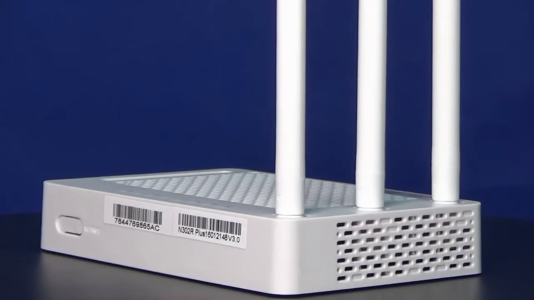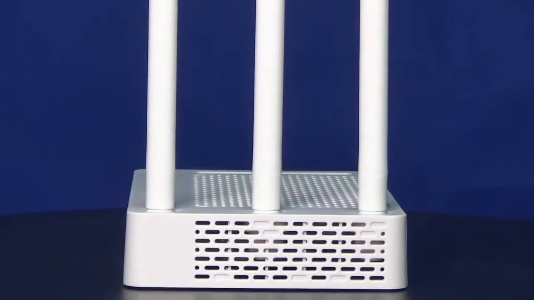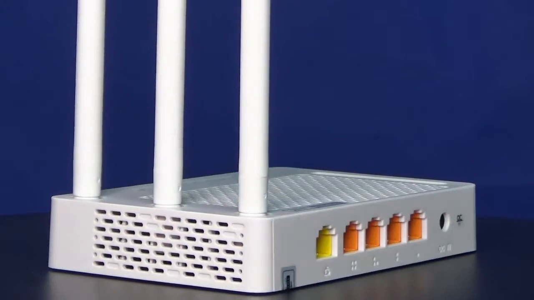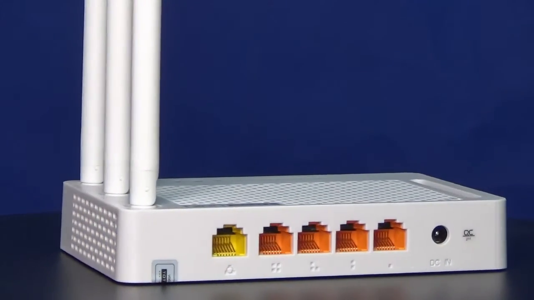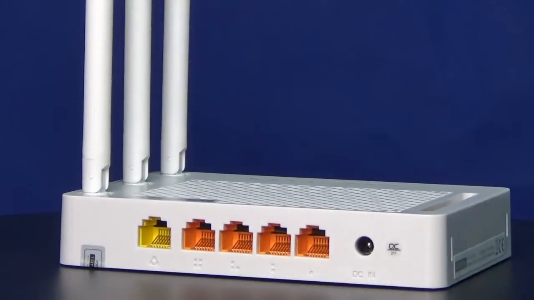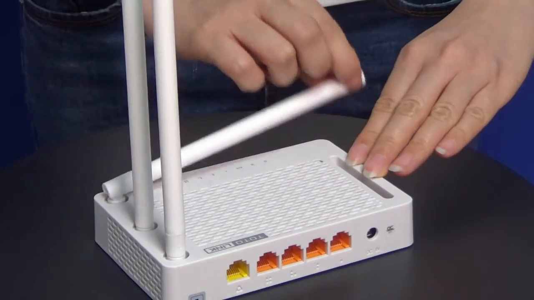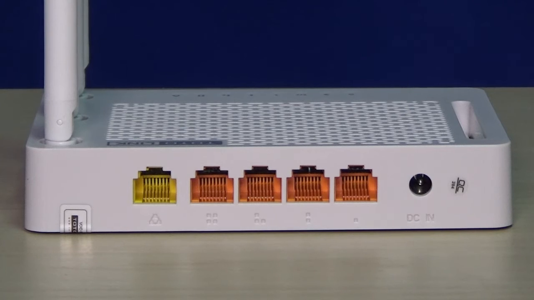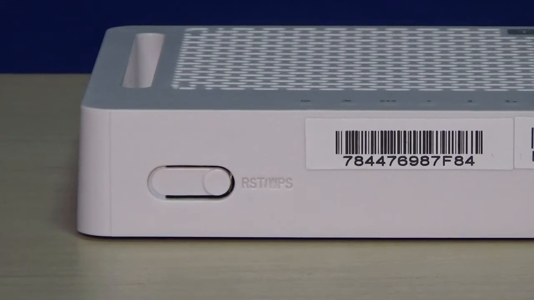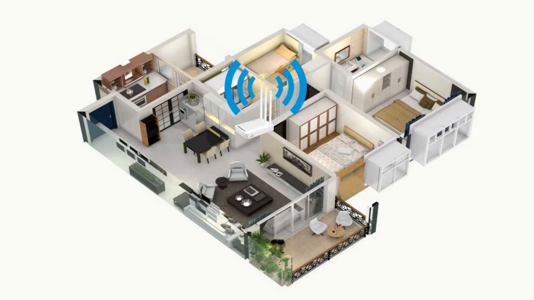TOTOLINK N302R+ is a 300 megabytes per second Wi-Fi router. It is equipped with 3 5dBi high-gain antennas for a wider wireless coverage and more stable signals. 1 WAN port and 4 LAN Ethernet ports. 1 WPS and reset 2-in-1 button. It's a wonderful choice for home and small office Wi-Fi solution.